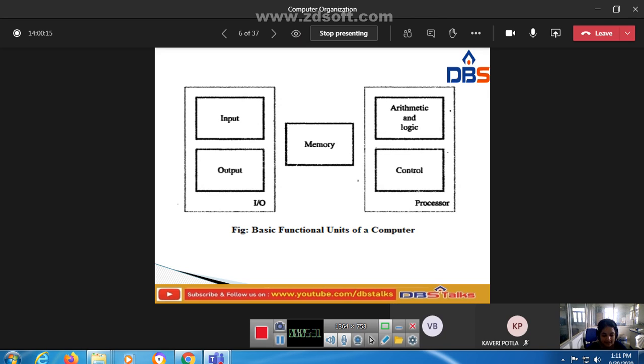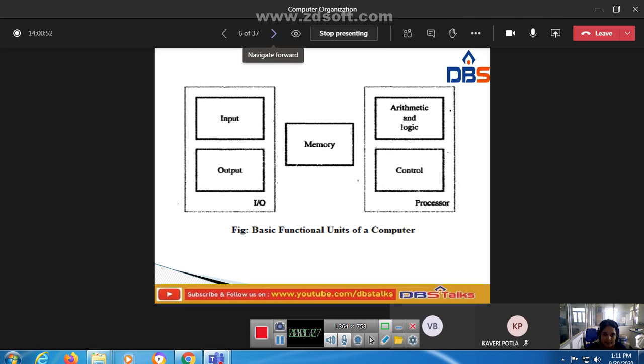So the input device accepts the information as a source program, that is, high level language. This is either stored in the memory or immediately used in the processor to perform the desired operations. The program stored in the memory determines the processing steps. Basically, the computer converts the source program to the object program, that is, machine language, by using the compiler. Finally, the result is sent to the outside world through the output device. These actions are controlled by the control unit.